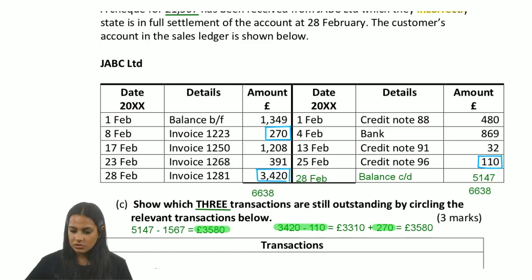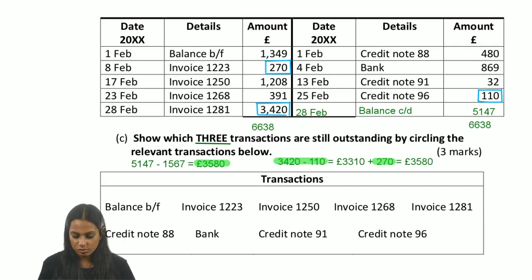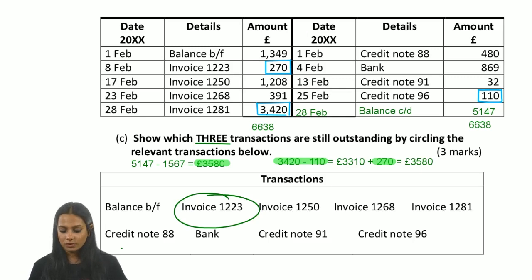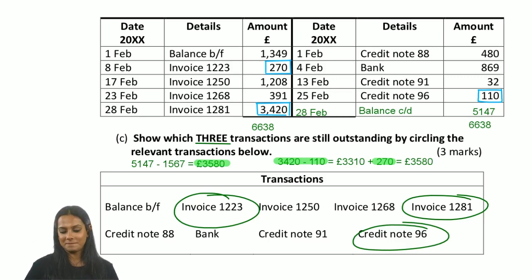So let me circle the correct answers. Invoice 1223, so that's one of the answers. Invoice 1281, that's the second answer. And then credit note 96, that's the third answer. So I've just selected which three transactions are outstanding. Okay, so there you have it, guys. That is section C of this task.